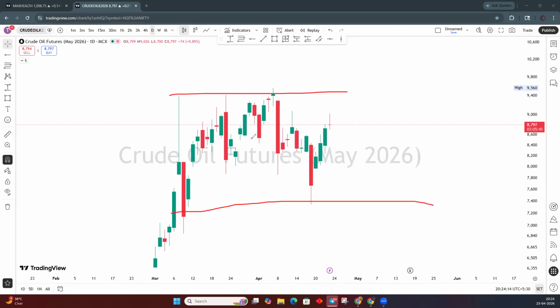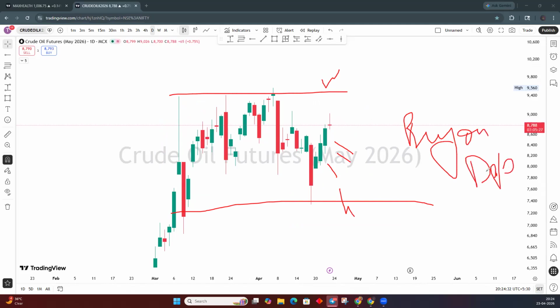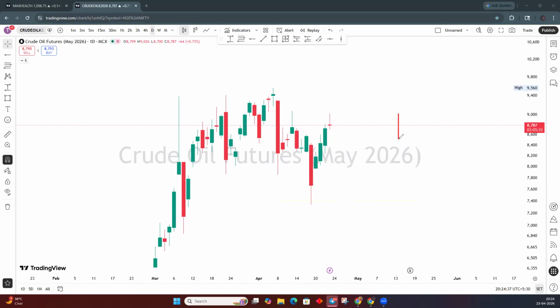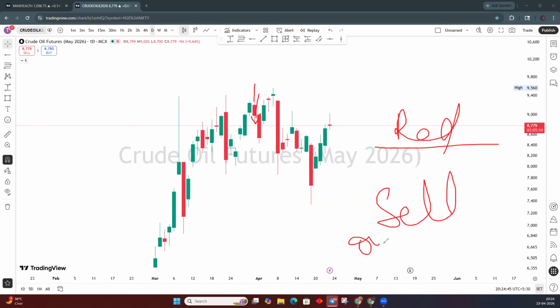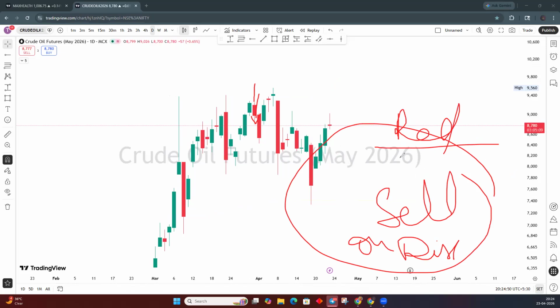In this scenario, what we have to do is wait for the market to break out or break down. For the short term, suppose the last 2 days are bullish, so your view should be buy on dip in crude. If the crude oil daily candle closes in red, and this red is followed by the next day's candle also in red, that is a sell on rise view. So our view is always changing as per the daily closing.